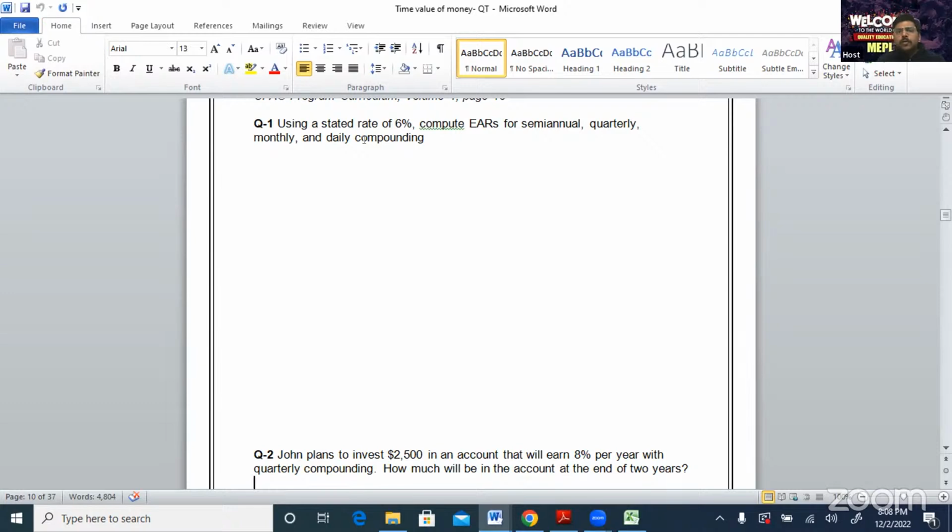If there is a rate of 6%, we have to calculate the effective annual return. EAR means effective annual return, the concept of effective return which we have discussed. If it is semi-annual, quarterly, monthly or daily compounding, you have to calculate the effective annual return. I am giving 3 to 4 minutes to everyone. Give me the answer.